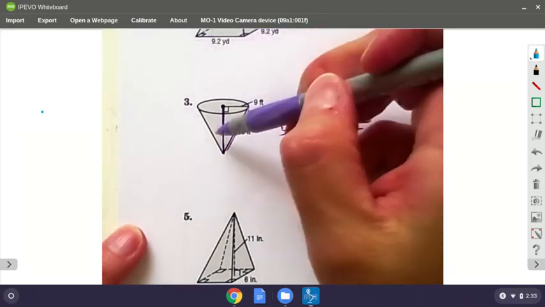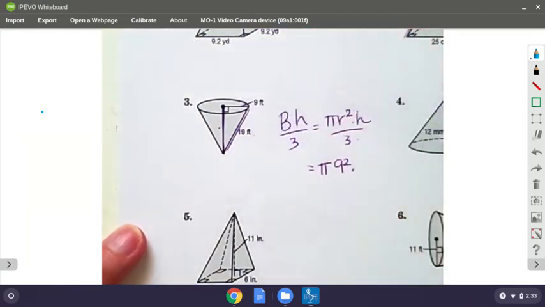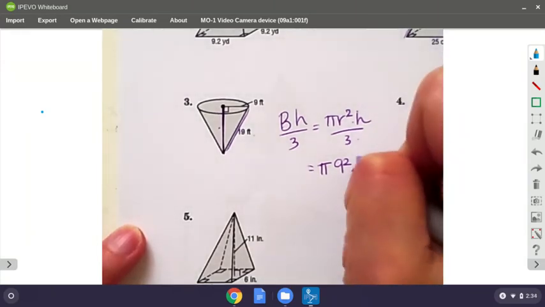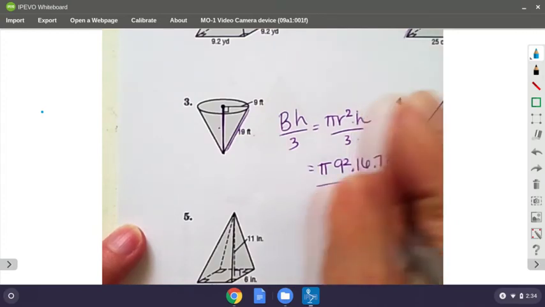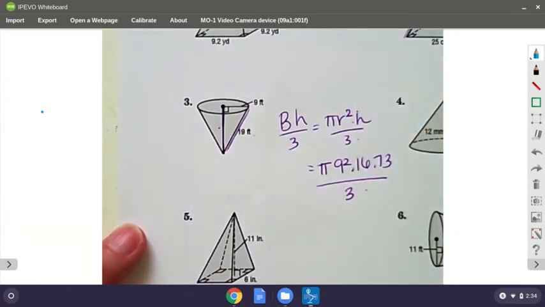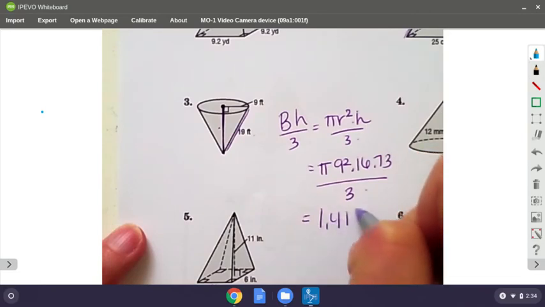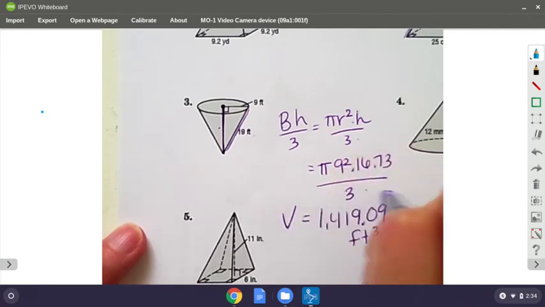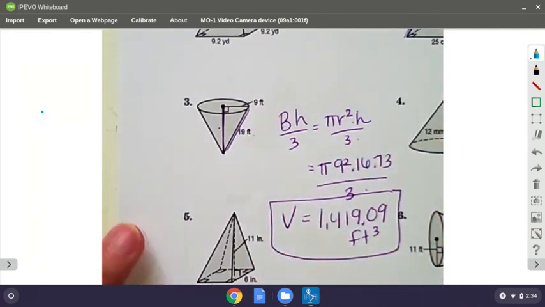So again, you're going to have to do Pythagorean theorem. It's this squared plus this squared equals 19 squared. So really just 19 squared and then minus 81 and then the square root of that, which is 16.73. And then that's going to be divided by 3. So pi times 81 times 16.73 and then divided by 3. So this one's going to be 1,419.09, and that's cubic feet. Okay, so that's a cone.